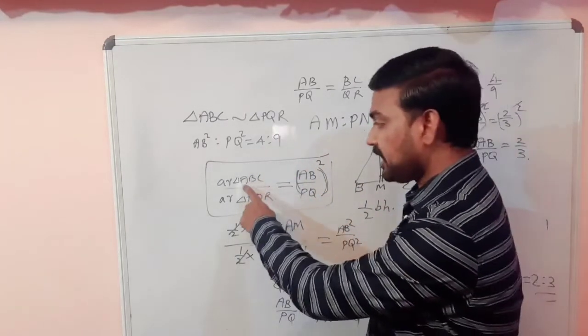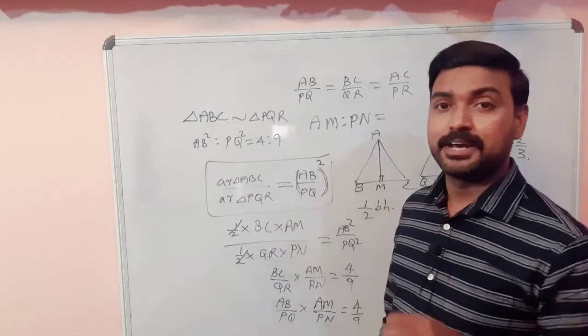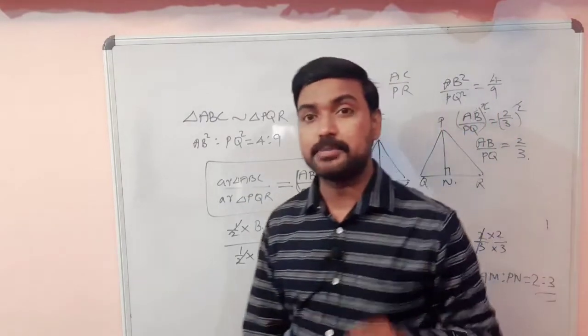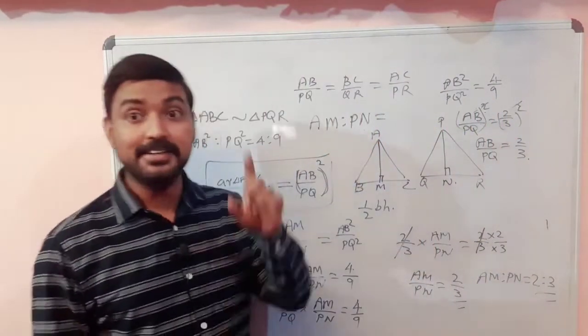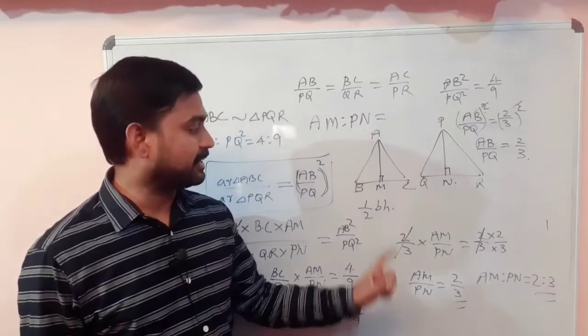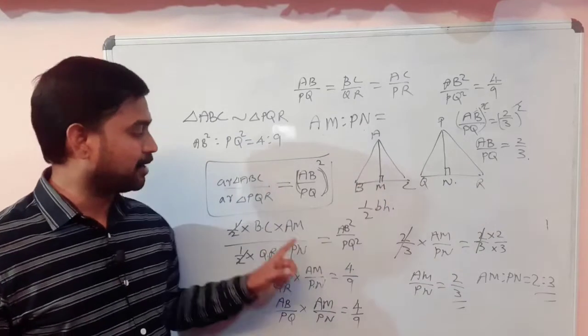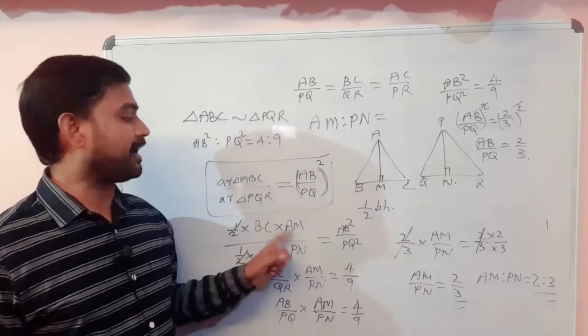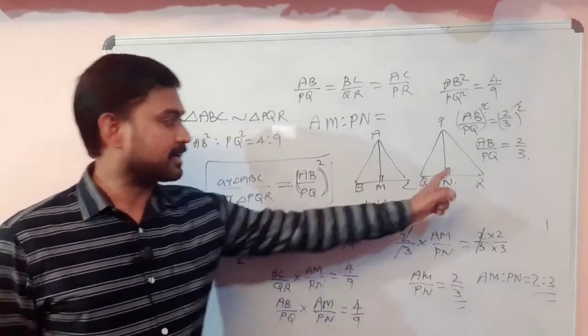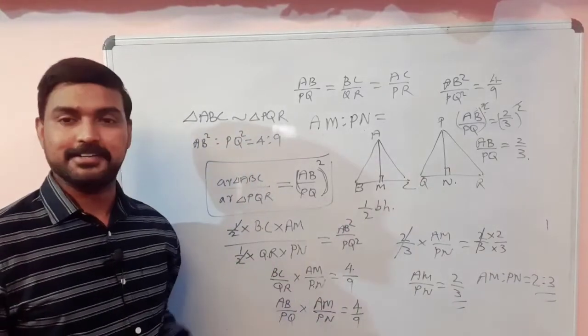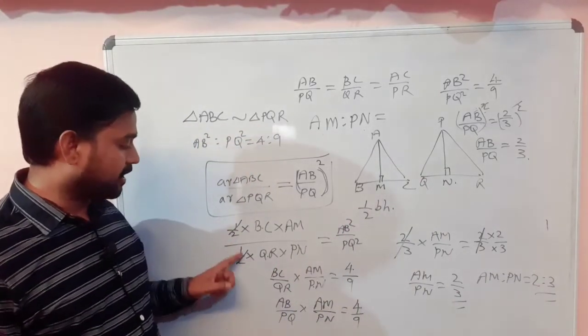And the area of triangle equation is half into BH. If it is written half into BH, it means half into base into height. At that time altitude will come. So we wrote half into base BC into altitude AM. So AM came. We required AM and PN. Similarly in the second triangle, half into QR into PN. So we cancel this half and half.